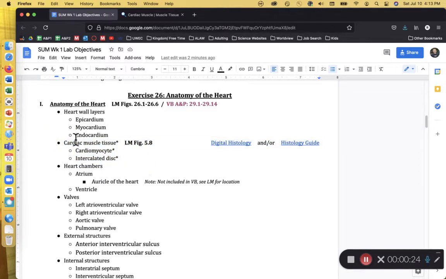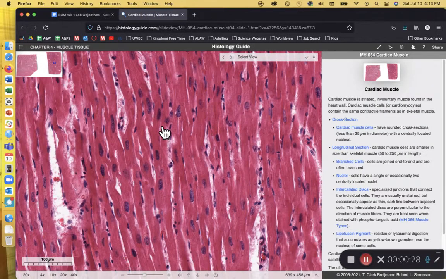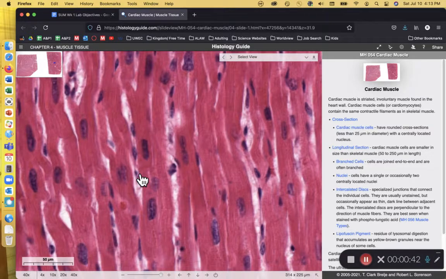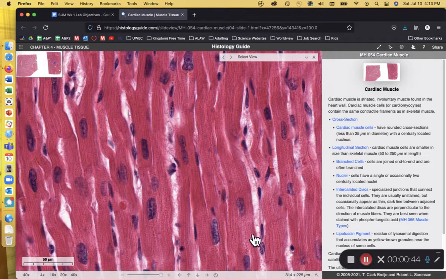So as we're looking at heart muscle tissue, you can see some right here on our histology guide website that I hyperlinked for you. And as we're looking at heart muscle tissue, it's characterized in this longitudinal section by cells which are branching and interconnected with each other. And if we zoom in really closely, you can see within these individual cells that there's a very mild striation forming.